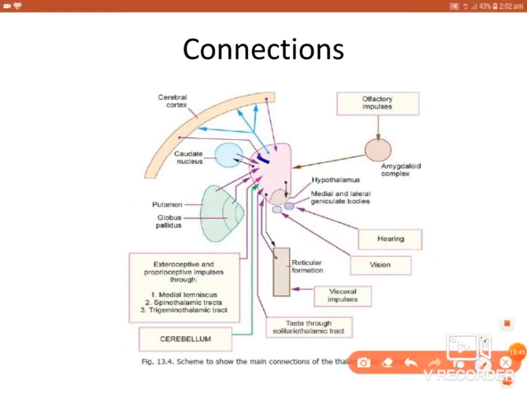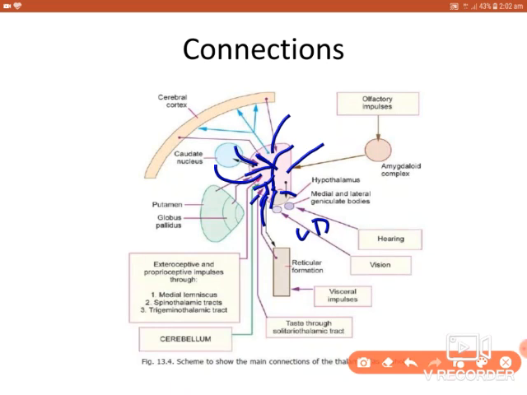Here is the anterior, this is the medial, this is the pulvinar, this is the ventral anterior, this is the ventral intermediate, then here this is the ventral posterior. It has ventral posterolateral and ventral posteromedial.